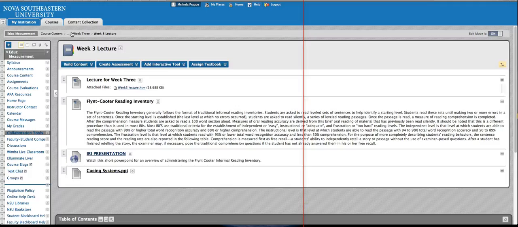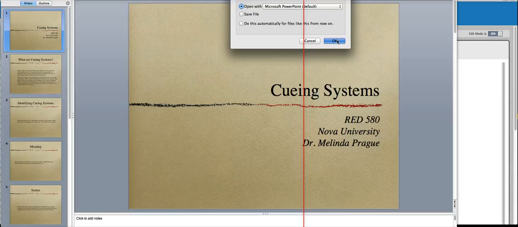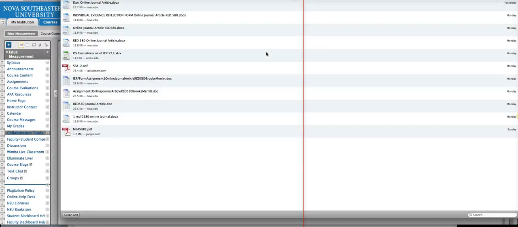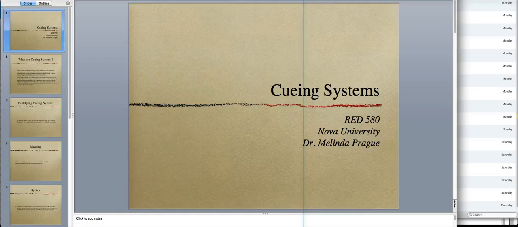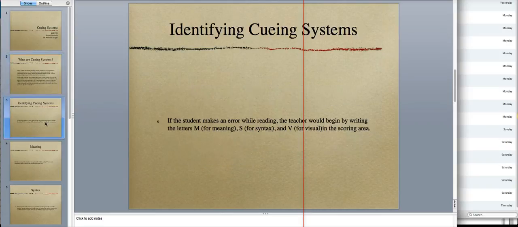A large part of administering the informal reading inventory is understanding the cueing systems, because this is what you're going to be analyzing. So again, I've included a short PowerPoint that should help you in understanding what the cueing systems are, how we use them, how we identify them. Basically, we are concerned with 3 cueing systems: meaning, syntax, and visual.